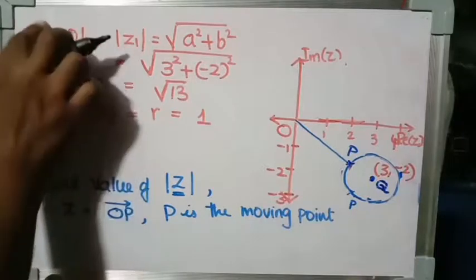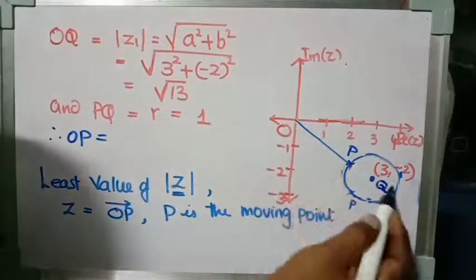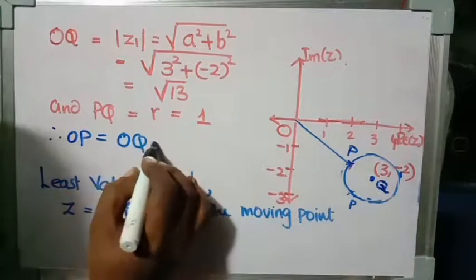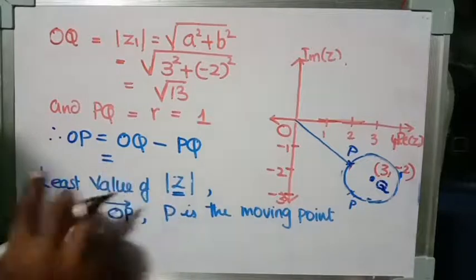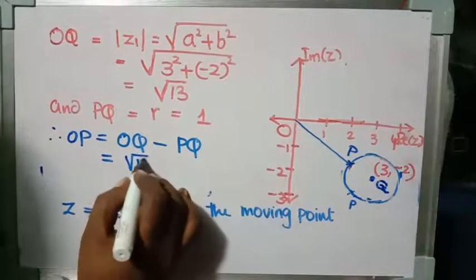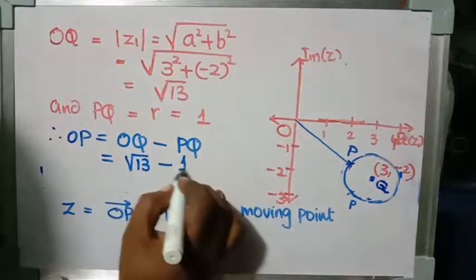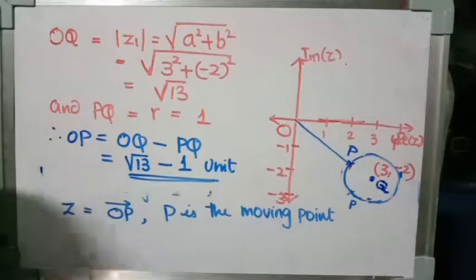Therefore, OP is equal to the length OQ minus PQ, which is equal to root 13 minus 1 units as the answer.